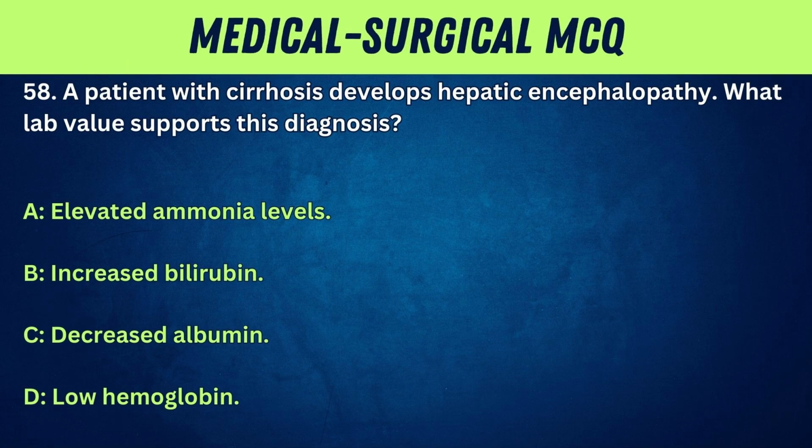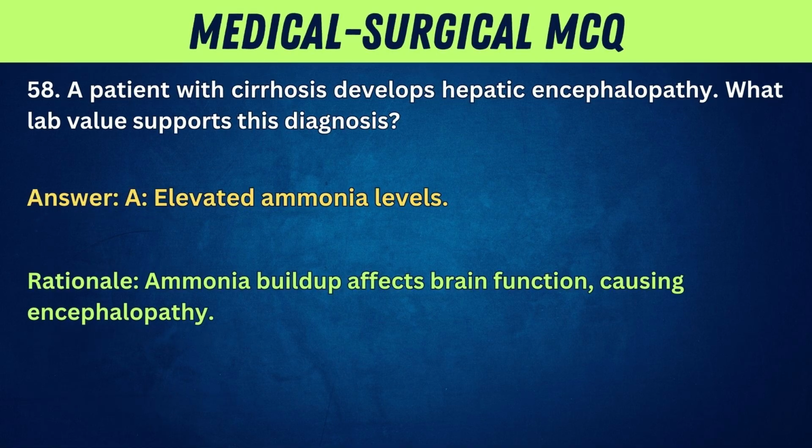58. A patient with cirrhosis develops hepatic encephalopathy. What lab value supports this diagnosis? A. Elevated ammonia levels. B. Increased bilirubin. C. Decreased albumin. D. Low hemoglobin. Answer: A. Elevated ammonia levels. Rationale: ammonia buildup affects brain function, causing encephalopathy.